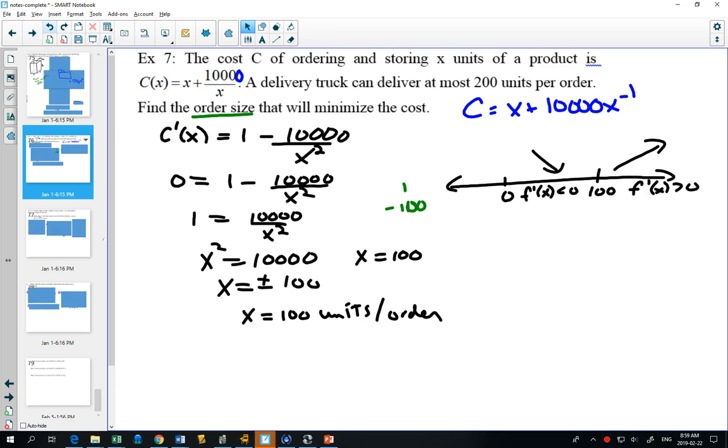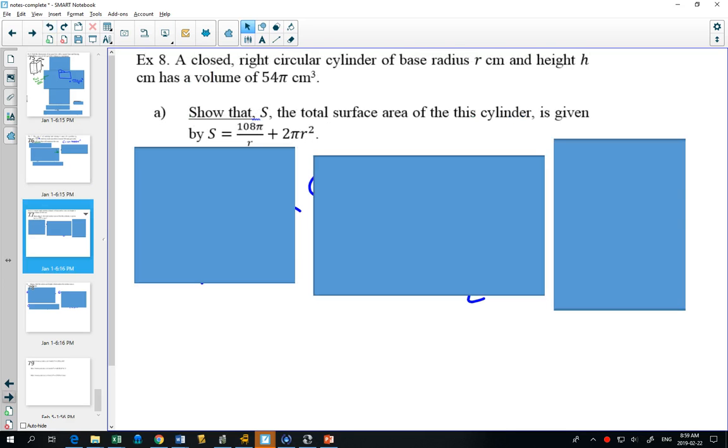Now this last one is designed to have nice numbers as well. A closed right cylinder of base R and height h has a volume of 54 pi centimeters cubed. That doesn't sound like a nice number, but for this equation it's going to work out for a nice number. I'm really excited about this question because it has lots of easy applications that you can see. We have a volume that we want, and we're going to try to find a surface area that's a minimum.